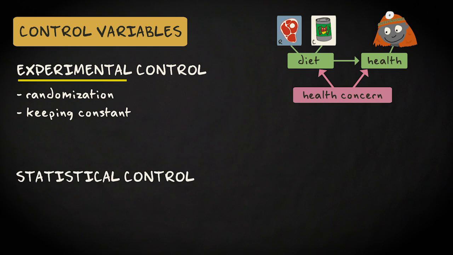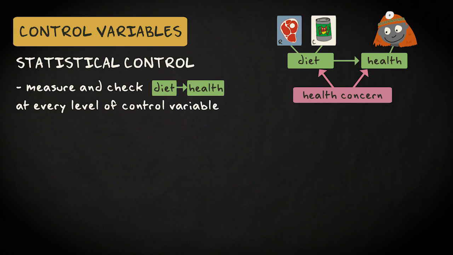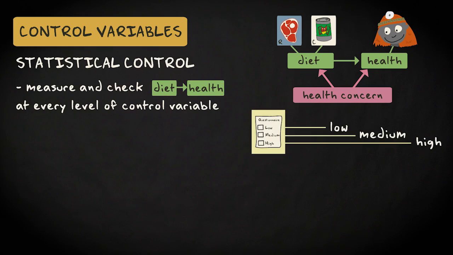Another way to take potential confounders into account is by controlling them statistically. Statistical control means measuring the control variable and checking whether the relation between the independent and dependent variable holds at each level of the control variable. Suppose we're unable to keep health concern constant or randomly assign cats to the diets. We can measure health concern in owners and categorize their health concern as low, medium, or high.